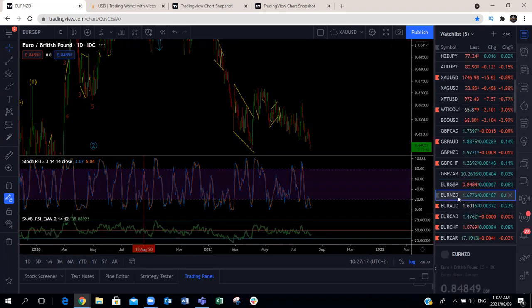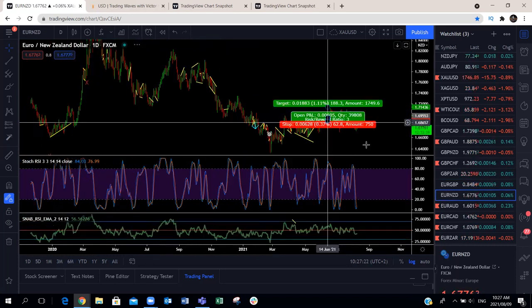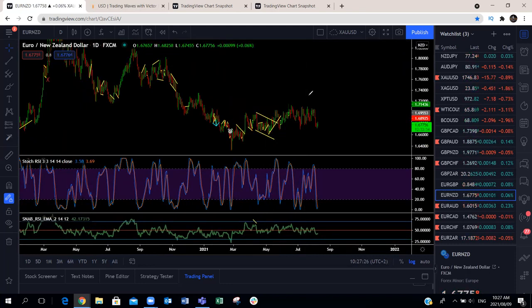Euro New Zealand. We are still sideways at this level. We're expecting this to make slight continuation to the downside. This could be a continuation pattern here. This is the daily, but in the lower time frame, we may still get to about 166. We'll go down to the lower time frame first.